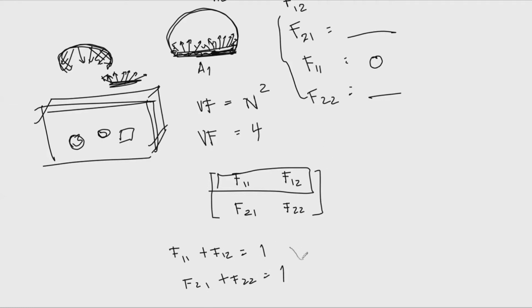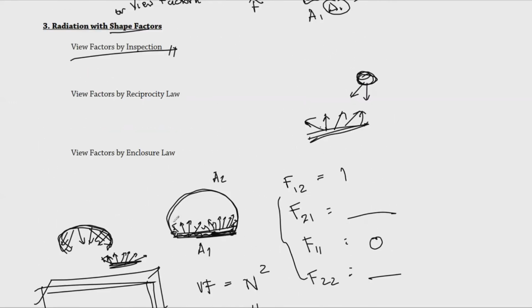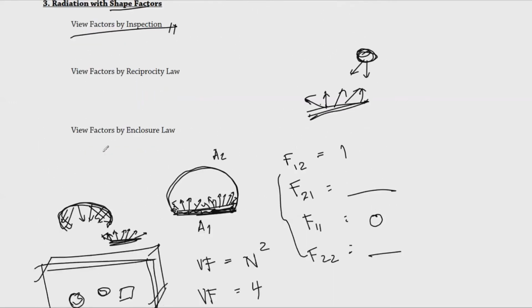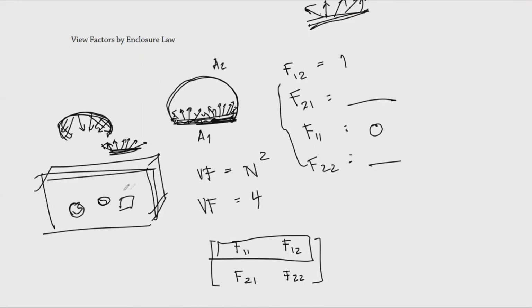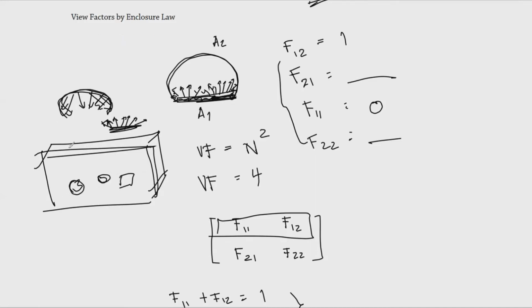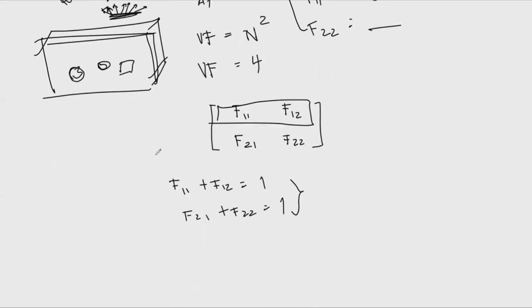And by this method, we're doing what we call the view factors by enclosure law. It says that if you have materials that are inside of a certain enclosure, all the view factors would be equal to 1. So if, for example, I have area 1, area 2, area 3, and area 4 in the enclosure, I could say that F11 plus F12 plus F13 plus F14 would be equal to 1. So that is the enclosure law.